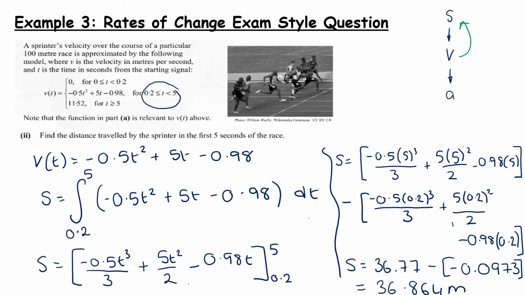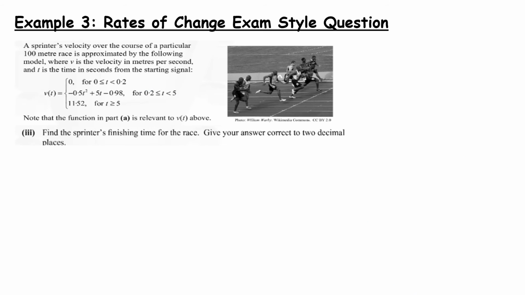If you then, instead of that, you took my decimals, it would have been 36.8673. So it would be slightly out. We would be correct to 1 decimal place, but the 2 decimal places would disagree. So this to me will be a more accurate answer. So part 3 then is find the sprinter's finishing time for the race. Give your answer correct to 2 decimal places.